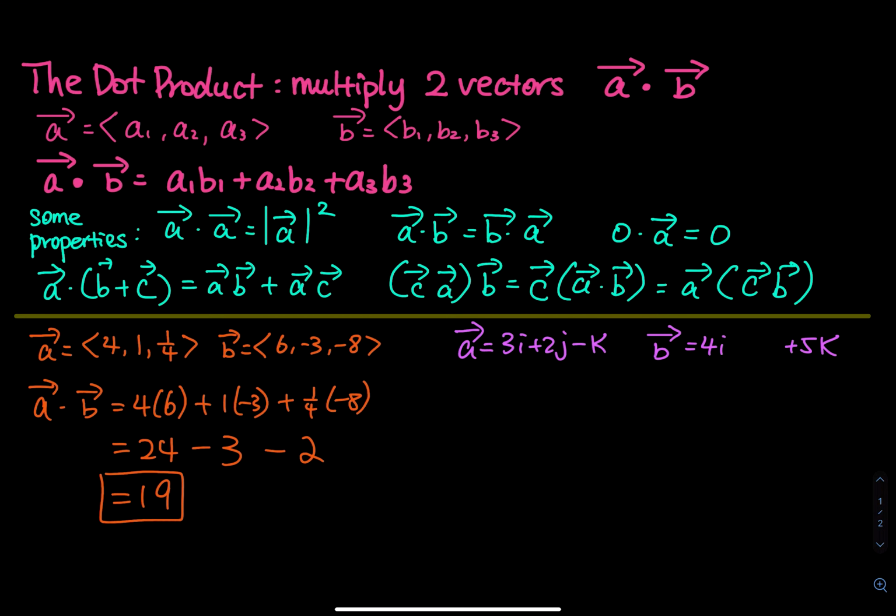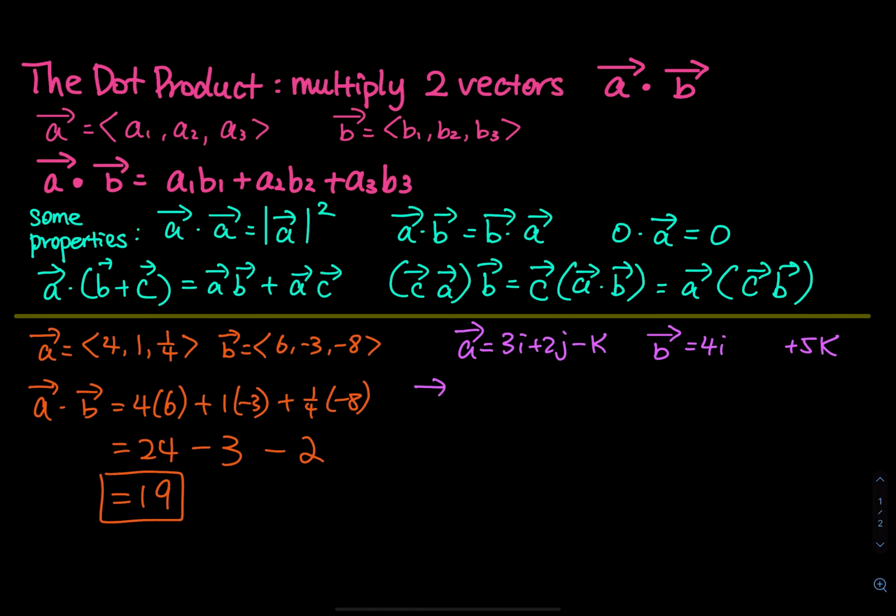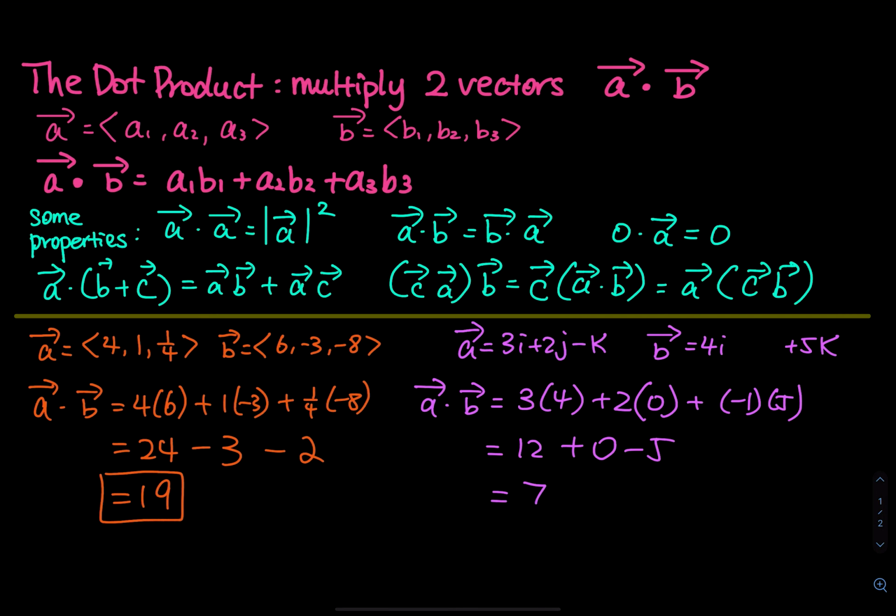All right, and then moving on to the next problem, we have i, j, and k. So what is the dot product? We have vector A times vector B. So that is equal to i times i. So this is 3 times 4. And then 2, the vector B has no j, so that would be a 0. And then k. So this will be plus negative 1 times 5. So that is equal to 12 plus 0 minus 5. 12 minus 5 is equal to 7. So that's how the dot product works.